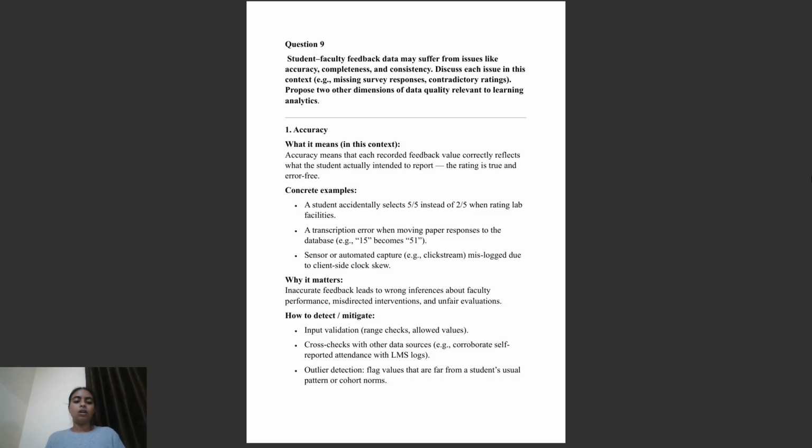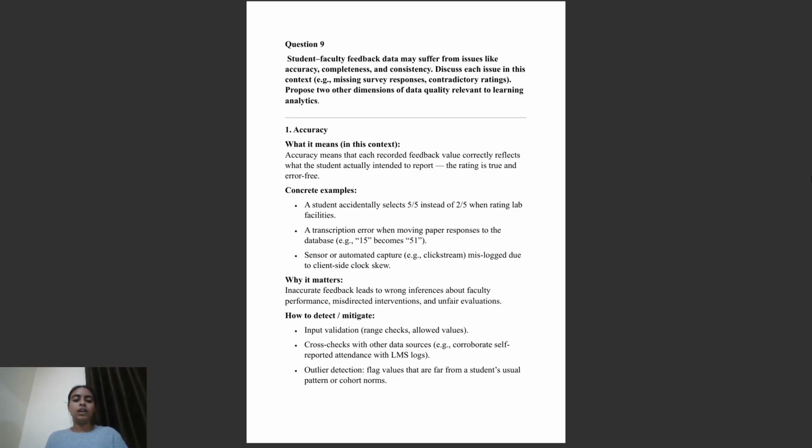While entering paper forms into a computer, a staff member makes a mistake, for example, writing 51 instead of 15. In automated systems such as clickstream or LMS logs, errors occur due to wrong timestamps or client-side clock issues. Why is accuracy important? Because if the data is inaccurate, it leads to wrong conclusions about teacher performance, wrong decisions or interventions, and unfair evaluation.